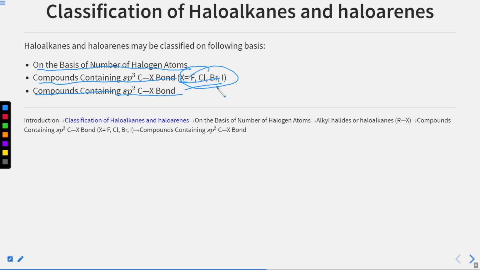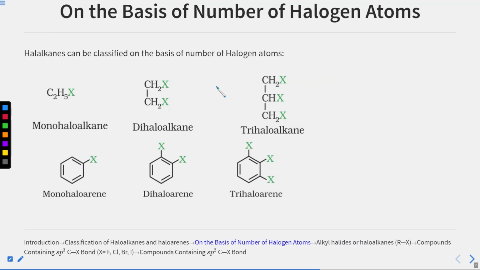Now we'll try to classify the halogen compounds first on the basis of the number of halogen atoms. Based on the number of halogen atoms, we use the suffix mono, di, tri: mono for a single halogen atom, di for 2 halogen atoms, and tri for 3 halogen atoms. We can have both haloalkane and haloarene as examples. First, the upper part has the example of the haloalkane.